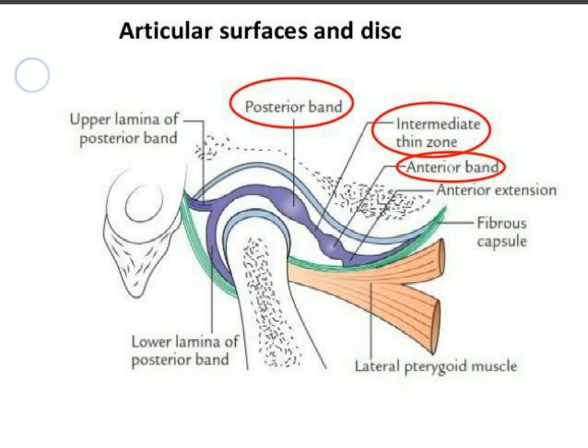So it has got an anterior extension. This is the anterior extension of the articular disc. This is the anterior thick band. This is the posterior thick band. Anterior band, posterior band. So the band between the two would be the intermediate band. So this is the intermediate band. And this is the bilaminar region which contains the venous plexus. So these are the various parts of the articular disc of the temporomandibular joint.